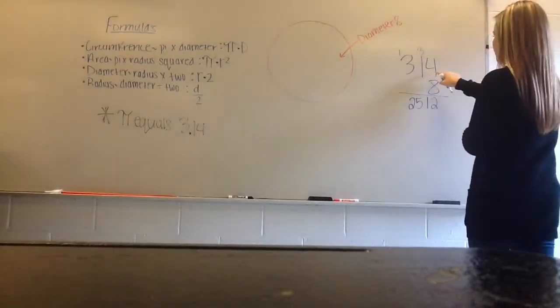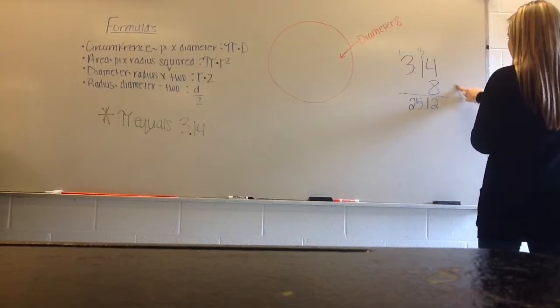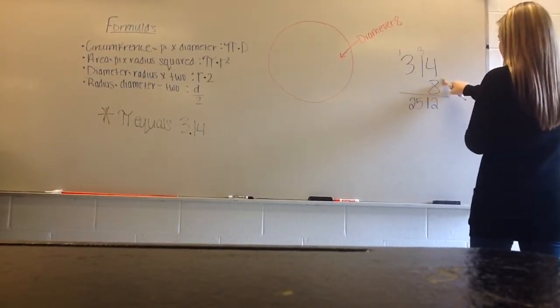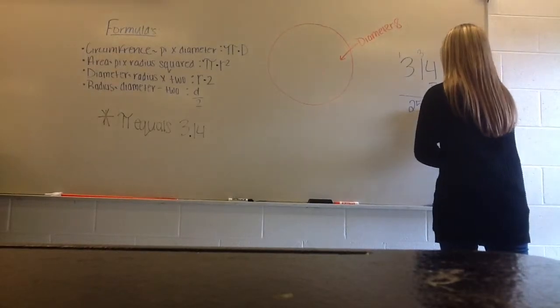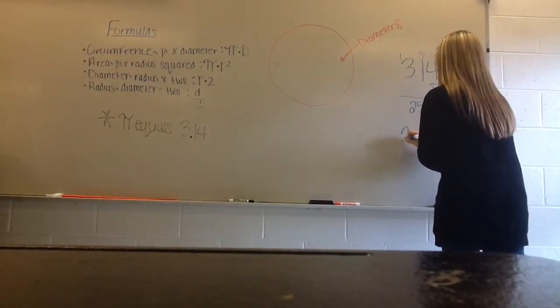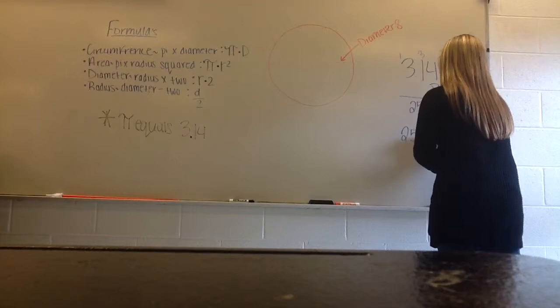So now we have to see how many numbers are after the decimal, so we know where to put it in the answer. There are 2 numbers after the decimal, so we're going to move the decimal point 2 places to the left. And your circumference is 25.12.